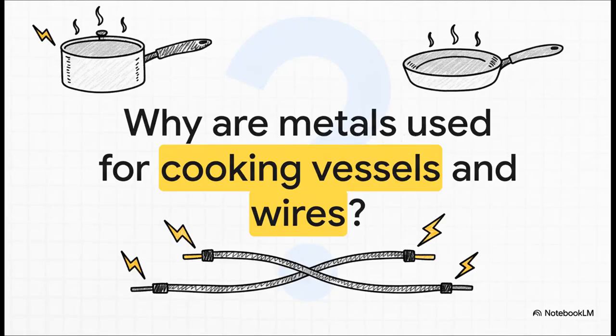Okay. So we know metals are malleable and ductile. That explains how we can make cooking pans and wires. But it doesn't explain why we use metal for them. What is it about metal that makes it perfect for cooking food and for carrying electricity?